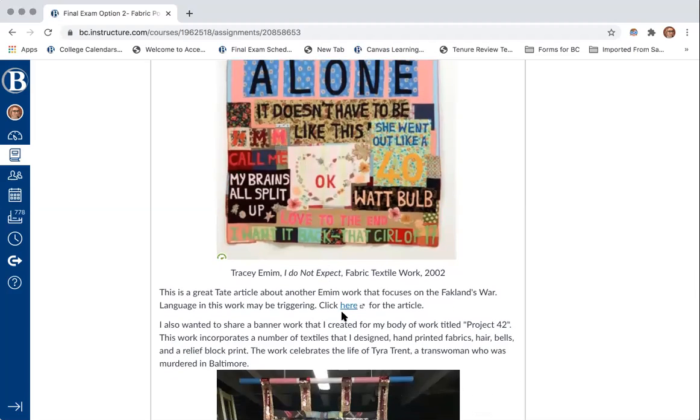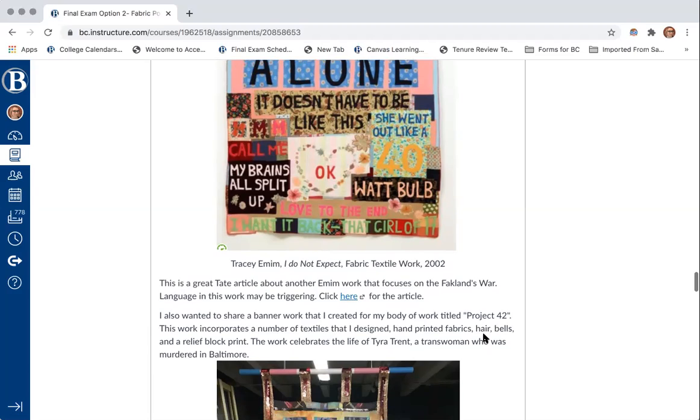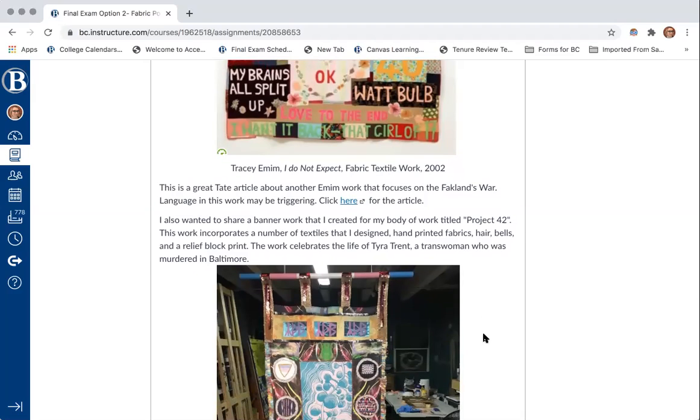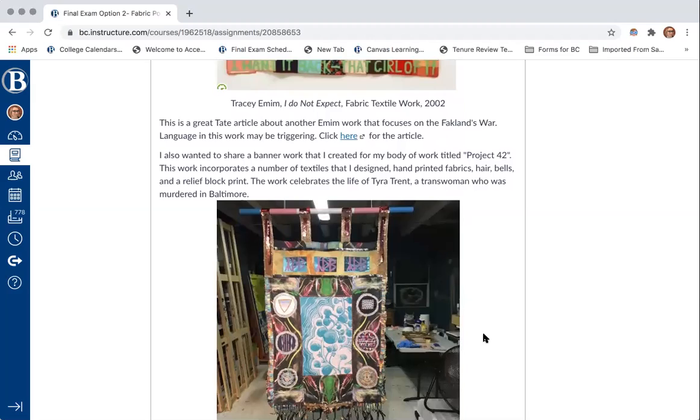So there's a nice article here that I linked to the Tate Gallery, an article about Tracey Emin's work that focuses on the Falklands War. If you don't know what the Falklands War is, you should look it up. It is basically a small war that happened, but still over 900 people died in the war. And it was a war started in an attempt to solidify the recognition of Britain still as a global power, which of course it wasn't and isn't today.